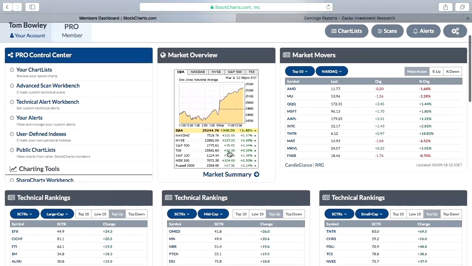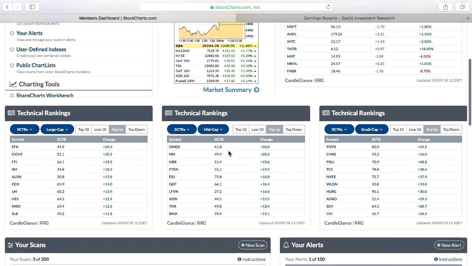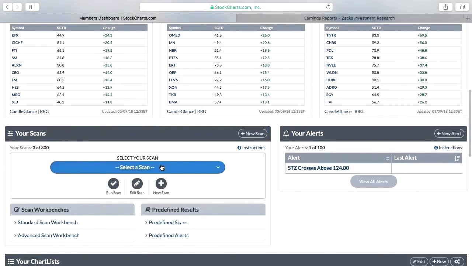So if I go back to my page here, home page, dashboard, and I come down here, I can select scans. Now, in this particular account, this is my Market Watchers StockCharts account, so this is not the account that I use primarily for my trading, but I did set up a few scans so that you can see a little of what I do.